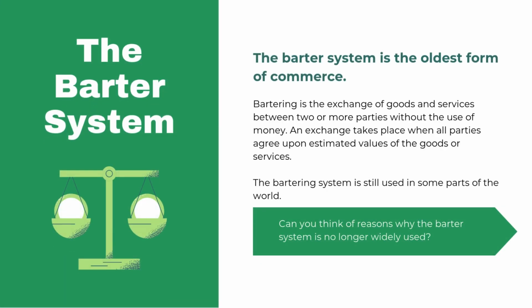The barter system. The barter system is the oldest form of commerce. Bartering is the exchange of goods and services between two or more parties without the use of money. An exchange takes place when all parties agree upon estimated values of the goods or services. The bartering system is still used in some parts of the world. Can you think of reasons why the barter system is no longer widely used?